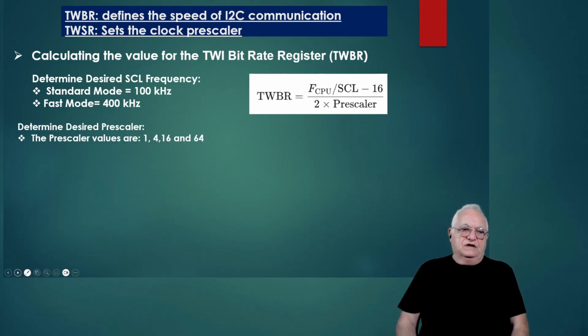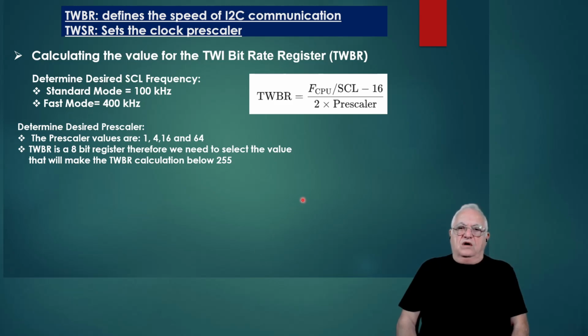So let's see what this means. We know this value, 16 megahertz. We know this SCL can be 100 kilohertz or 400 kilohertz. We know this is 2, and then we need to select the prescaler. The prescaler can have a value of 1, 4, 16, and 64. Those are the ones you have in a register: you put in a set of bits, and that's the value you can select.